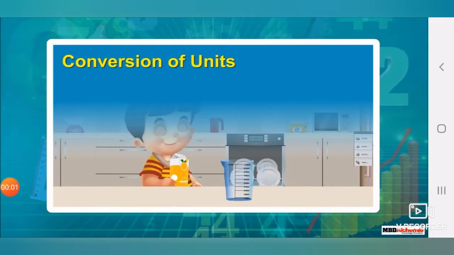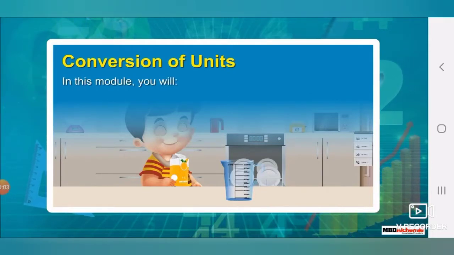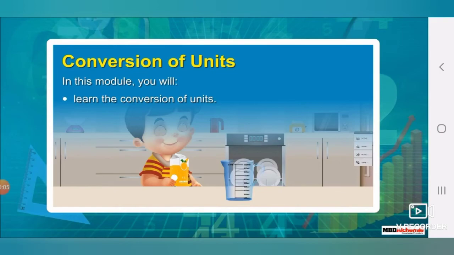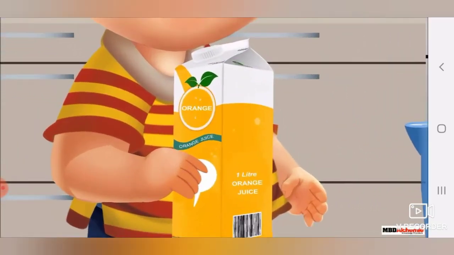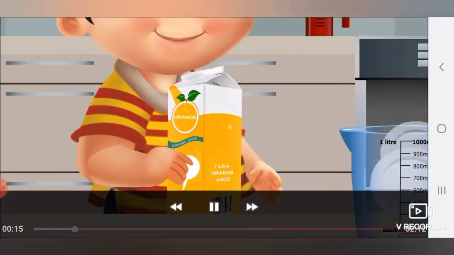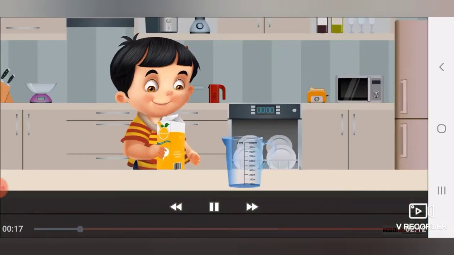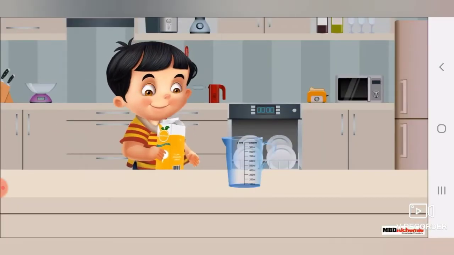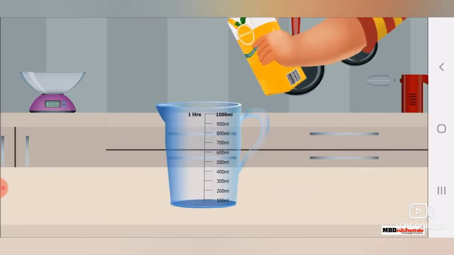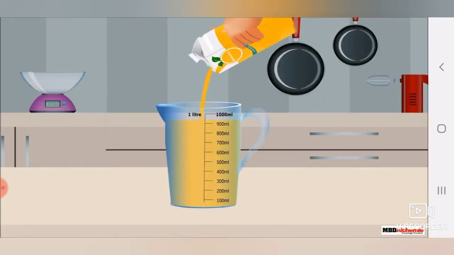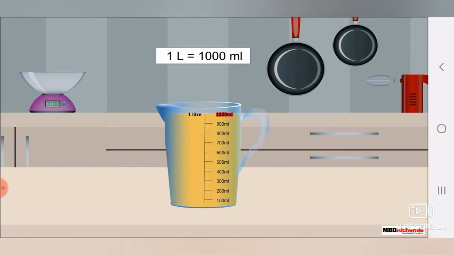Conversion of units. In this module, you will learn the conversion of units. Sid has a pack of juice that holds 1 liter juice. Now, Sid wants to serve juice to his friends, so he pours all the juice into the measuring jug. See, the jug is filled up to 1000 milliliters mark. It means 1 liter is equal to 1000 milliliters.